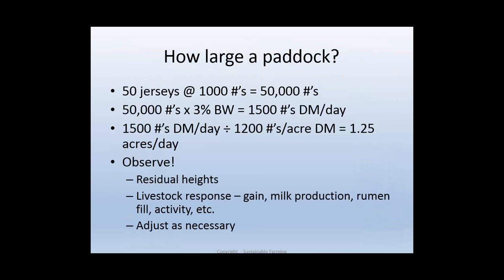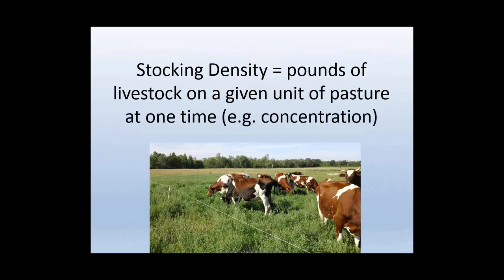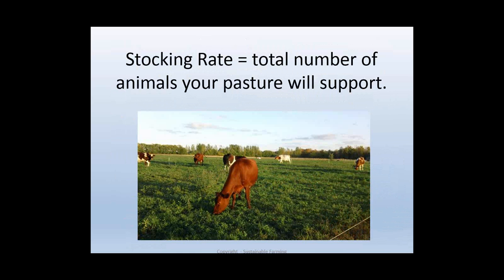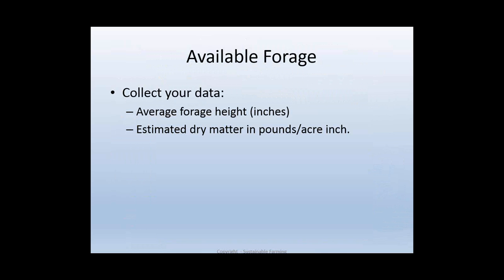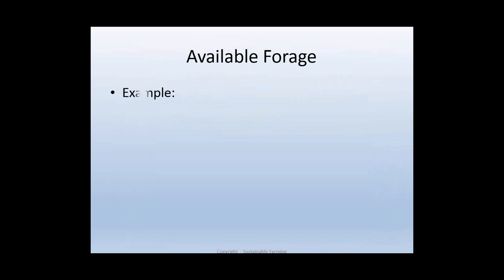Now, if we want to increase our density, or our pounds of animal per given unit of pasture at one time, or a concentration of animals, we know roughly how much dry matter intake those animals need for the day, and then we can subdivide that area down to get our density or pounds of animal per acre up, depending on our goals for that particular area. We've already talked about stocking rate. I'm not going to spend a lot of time on that in the interest of time, so we can get to questions and discussion. And that's basically already been covered.